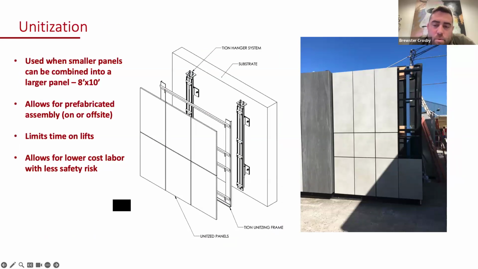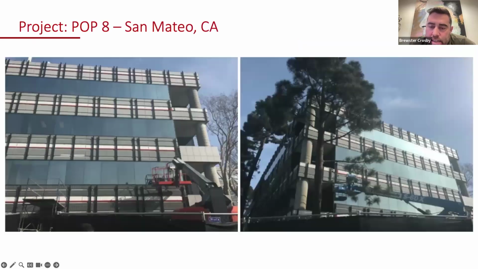So essentially all we're doing, you can see on the right here, is a mock-up. We left two panels off on purpose so you can see through it, but there's a hanger there in blue on the right, and there's another one on the left that's covered up by the panels. But you can see the black frame that is ultimately attached to the hangers. And again, the installer is attaching all those individual panels to that frame, and essentially we're just making a larger panel.